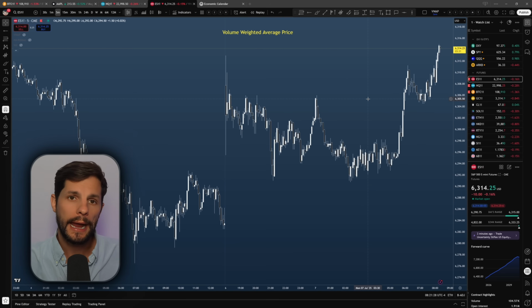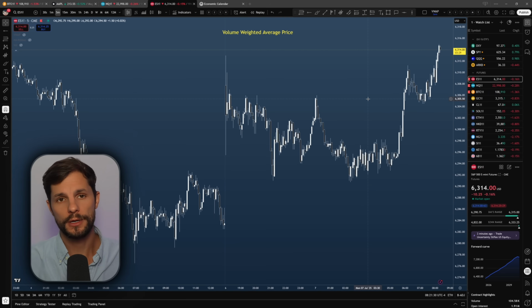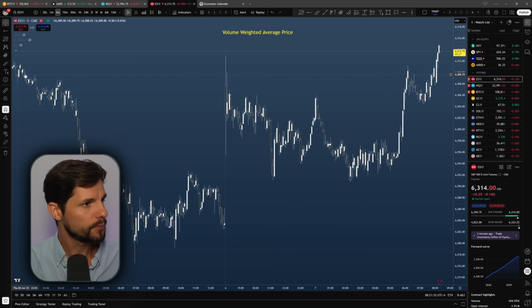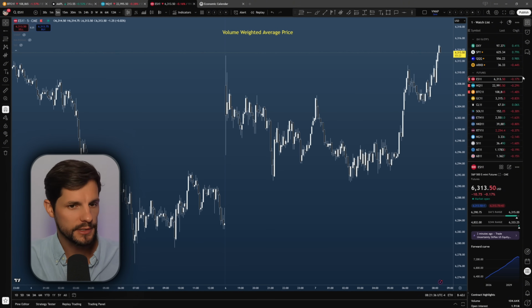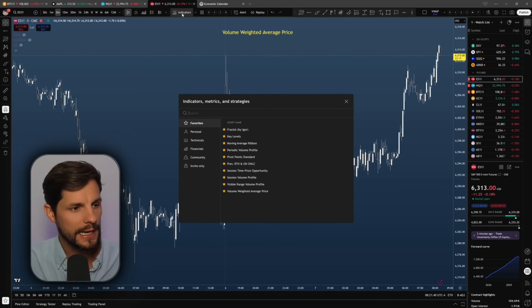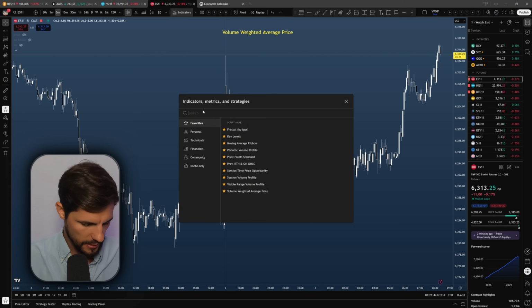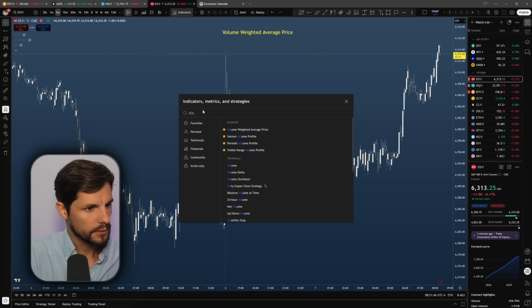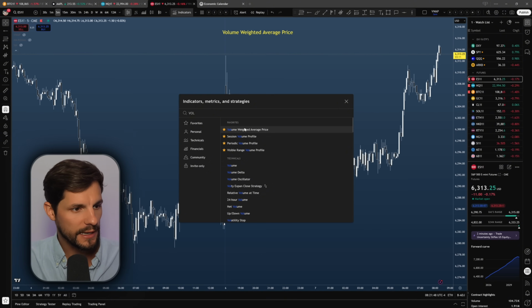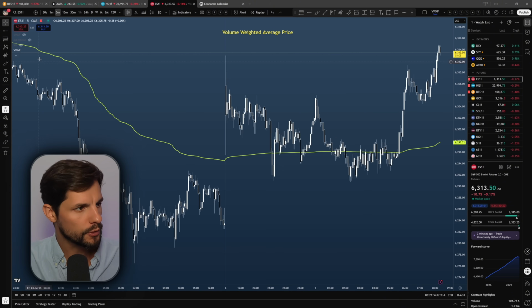Let me show you how to add the VWAP in TradingView. So first thing you want to do, you want to open your chart and select whatever trading pair you're trading. So this chart is on ES, and we want to go to indicators. In indicators, you want to type in volume. Okay, so volume weighted average price. So that's going to be the VWAP. Select that and it will plot on your chart.